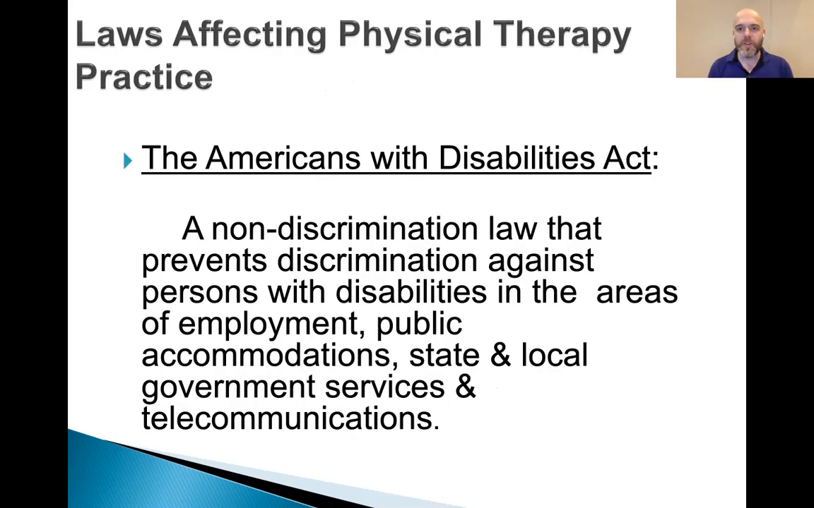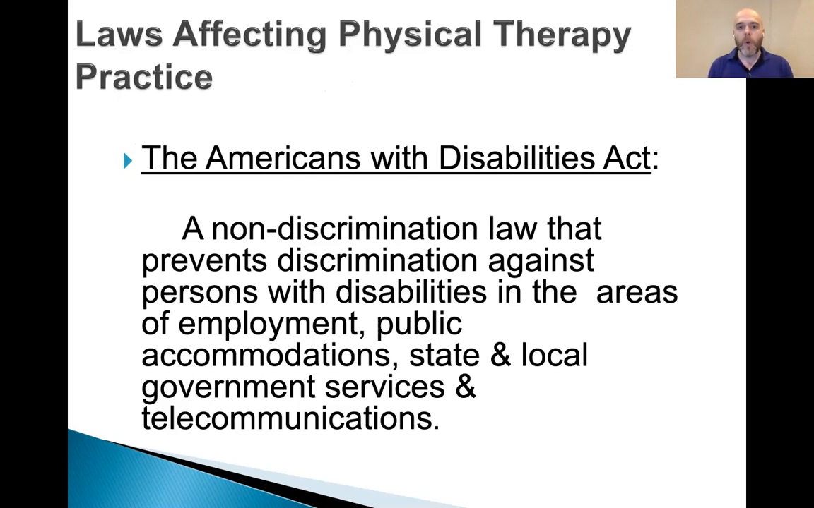Okay, let's talk about certain laws now. The Americans with Disabilities Act. I said we would come back to this. This was passed in 1990, and this is a non-discrimination law, and I'm just going to read this word for word, and then we'll talk about it. It prevents discrimination against people with disabilities in the areas of employment, public accommodations, government services, and telecommunications.